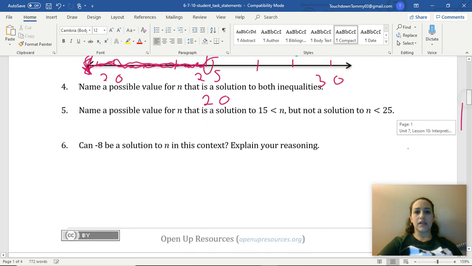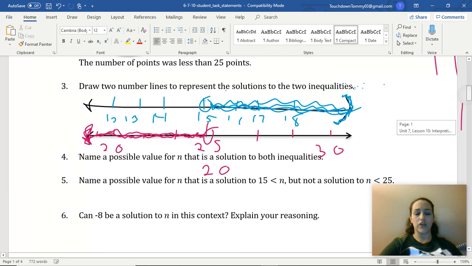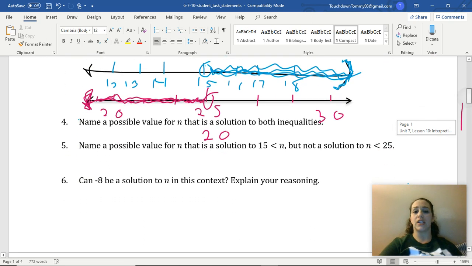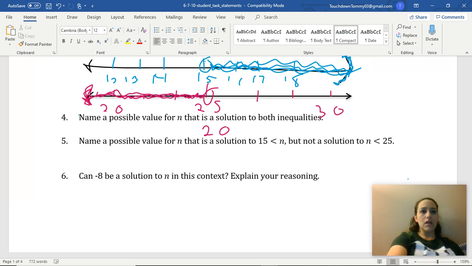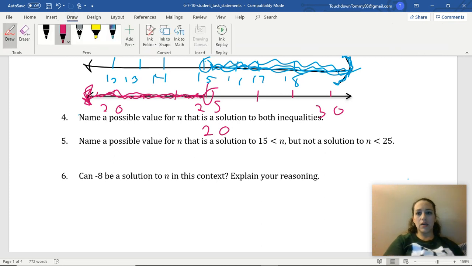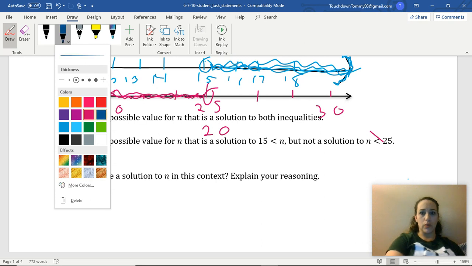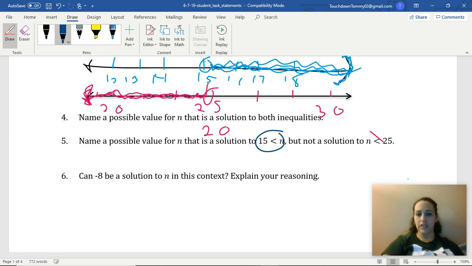All right, so then name a possible value for n that is a solution to 15 is less than n, but not n is less than 25. So now we want one that is a solution to the blue, but doesn't work for the purple. So we don't want it to work there. We do want it to work for this one.